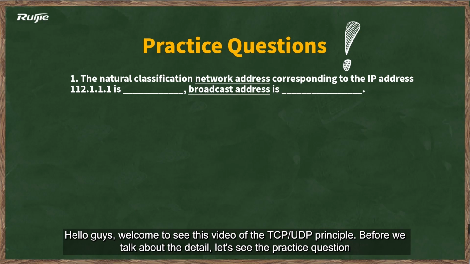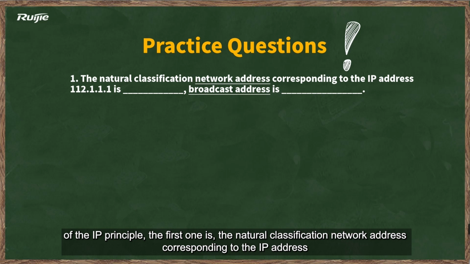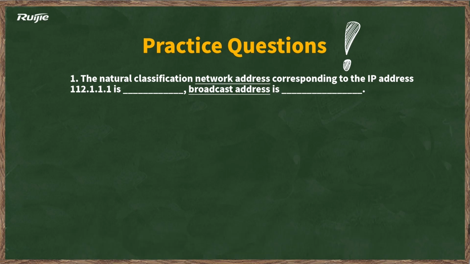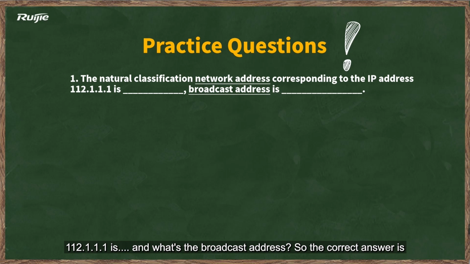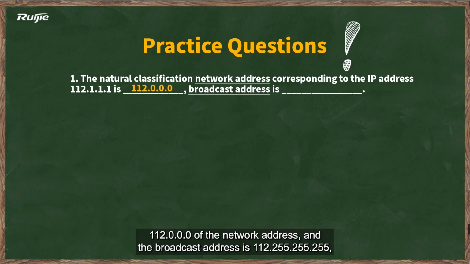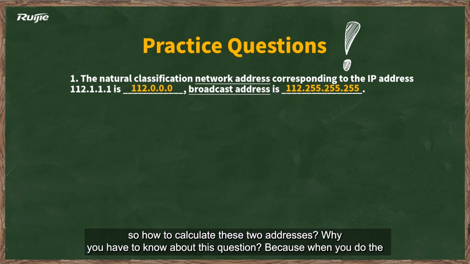Before we talk about the detail, let's see the practice question of the IP principle. The first one is the natural classification network address corresponding to the IP address 112.1.1, and what's the broadcast address? So the correct answer is 112.0.0.0 for the network address, and the broadcast address is 112.255.255.255. So how to calculate these two addresses?